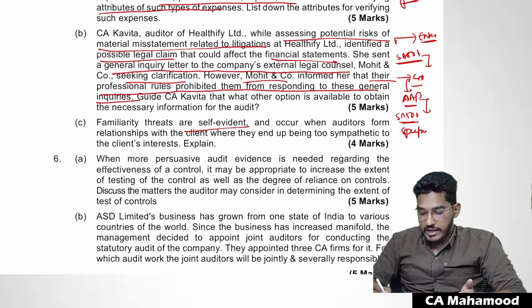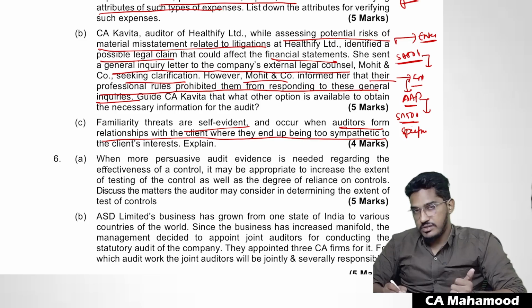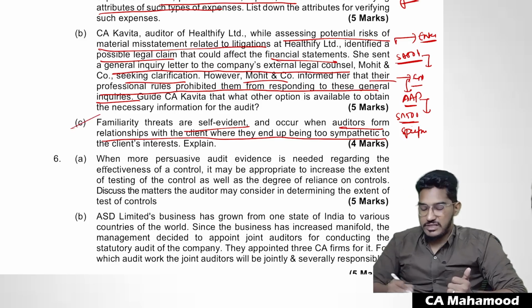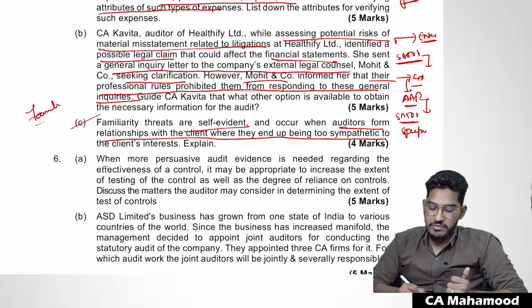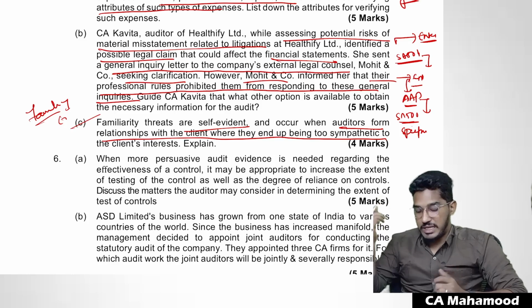Familiarity threats are self-evident and occur when auditors form a relationship with the client where they end up being too sympathetic to the client's interest. Explain. Straightforward question here. They're asking you to explain about familiarity threat. Write the definition. Definition anyhow they have given. Write the examples. Examples, if you add 3-4 examples, you will get full marks.